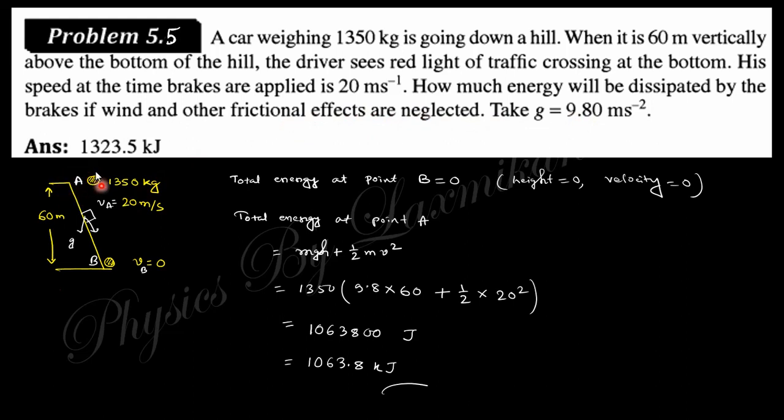So here the total energy at the bottom is 0, because the velocity is 0 and the height will also be 0. So the total energy at that moment is 0, and the total energy at the top is like that. Okay, so this is the energy dissipated, because here the energy will be kinetic energy plus potential energy, but there is no kinetic energy and no potential energy at the end, so this total energy is dissipated.